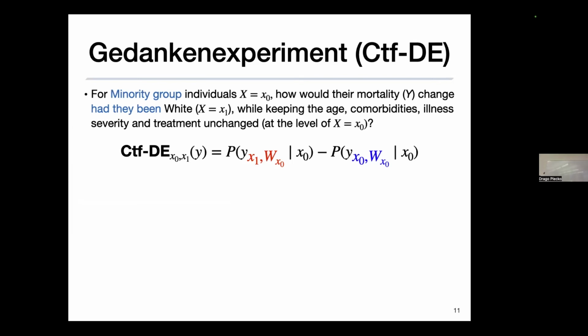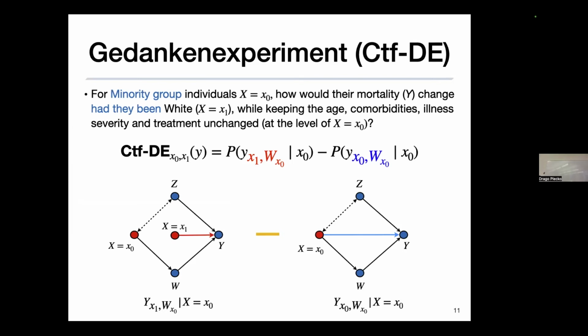So here, let me actually do the graphical contrast immediately to see what's going on. On the left side, along the direct path, we have x equals x1. So if you go to our standard fairness model, along the direct path, y listens to x equals x1, whereas along the indirect path, w listens to x0, right? This is what this potential outcome is trying to denote.